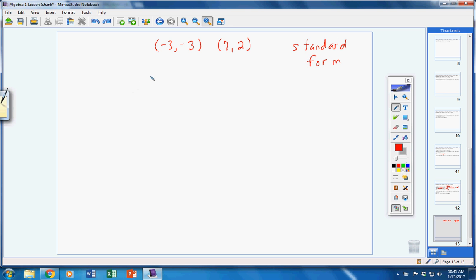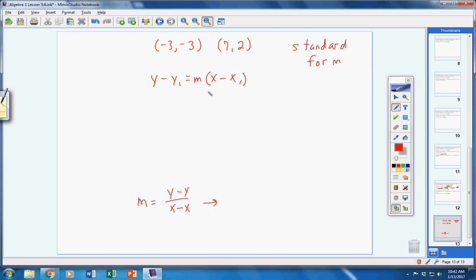So here's my model that I use. y minus y equals m times x minus x, okay? Now, obviously, I don't have the slope and I need it. So let's find the slope real quick down here. m equals y minus y over x minus x, okay?